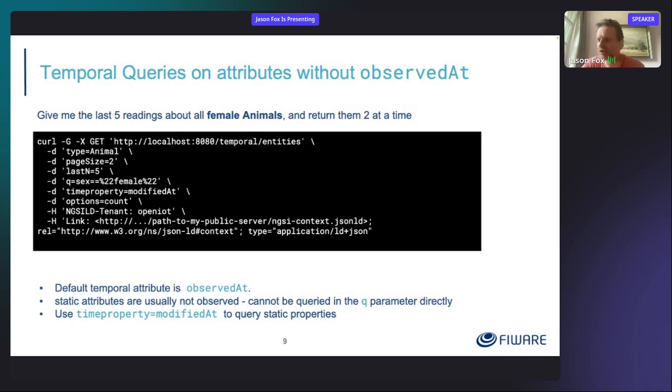You also can do it on temporal entities, but in this particular case, the attribute sex doesn't change. It's defined at birth. It doesn't change, so there's nothing which is observing it. If you want to do an observedAt on an attribute which doesn't change, you should look at its time property. Now, the time property is, as I said, usually going to be observedAt by default.